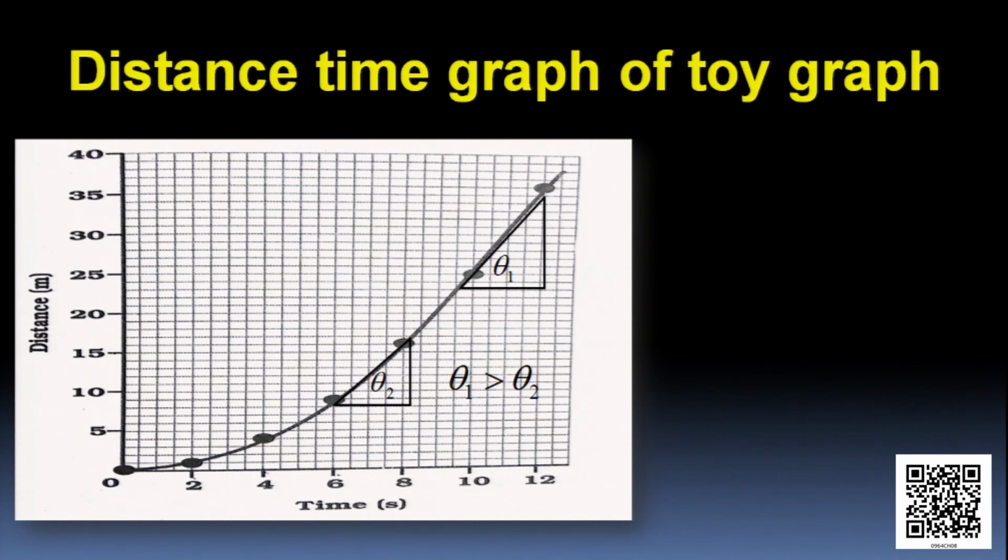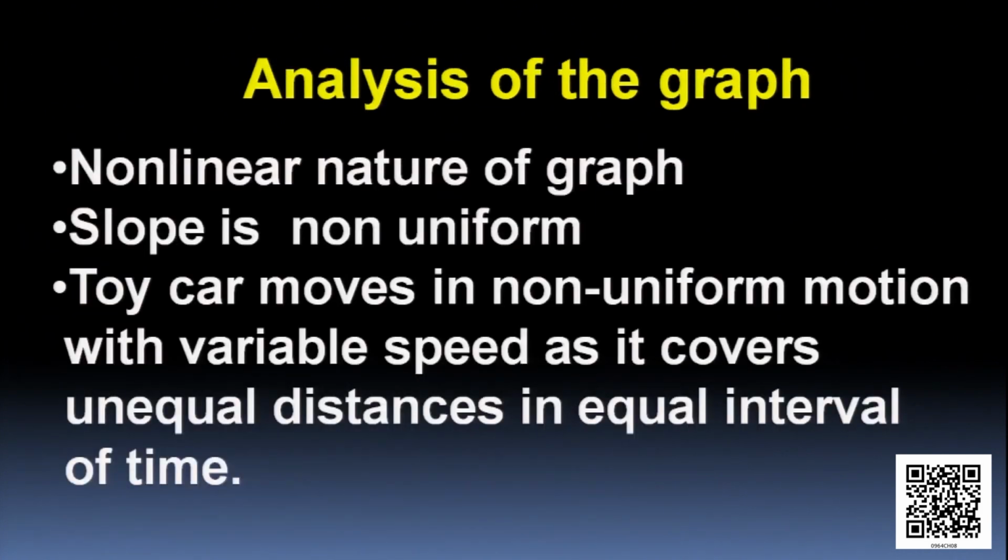What is meant by linear nature? Straight line. Am I right? Is it a straight line? No, not at all. Then what is the nature of the graph? Non-linear nature of the graph. That is, it is a non-linear curve. It is a curve, a non-linear curve. So, non-linear nature of the graph.